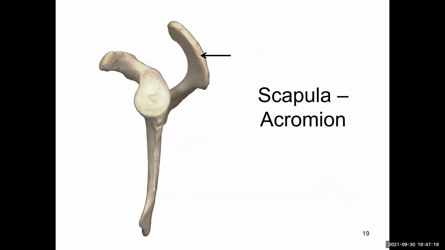Now, this is a lateral view. You should be familiar with this. So our lateral view, you can see to our left, this is the anterior side. And then to our right, this is the posterior side. So you can see how the acromion is more posterior.